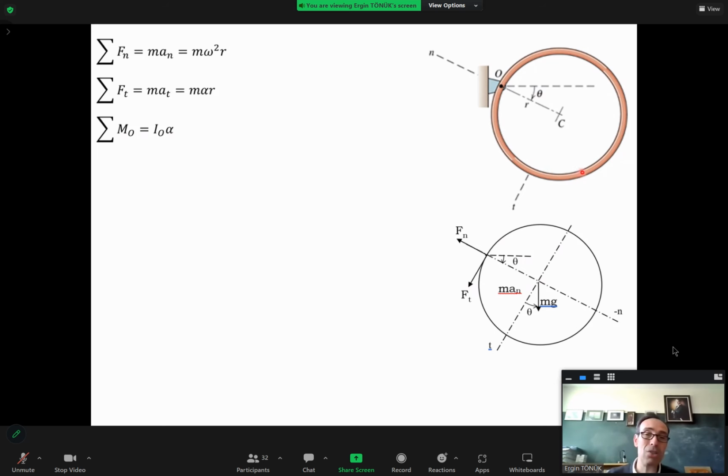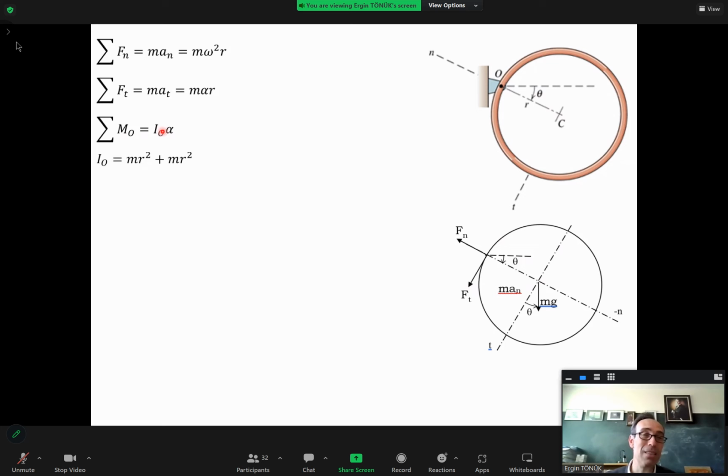So for such a thin ring where the thickness is negligible compared to the radius of the ring, Ig is m r square. Okay, so m r square is the mass moment of inertia about C. By using the parallel axis theorem, I will say plus m times the distance between the two axes, which is r square, I get Io. Okay? And actually, I will start with this expression.